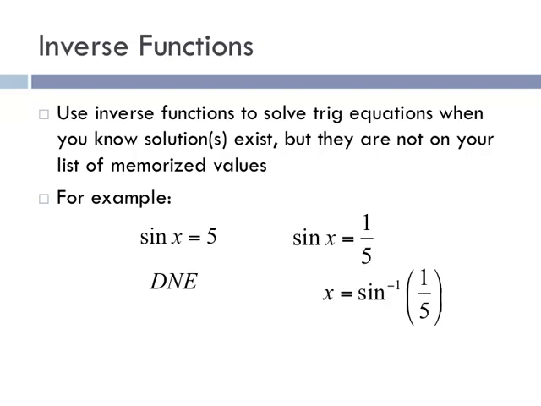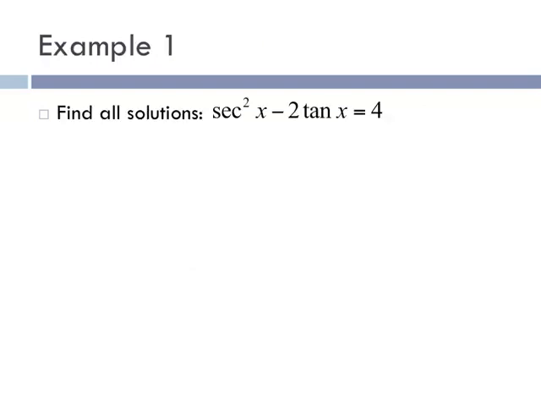Take a look at example 1. Secant squared of x minus 2 tangent of x is equal to 4. We have two different trig functions in there, secant and tangent, so we're going to want to make sure that we get everything just in terms of one of the trig functions. So in this case, secant squared, we can replace that using a Pythagorean identity, and that would become tangent squared of x plus 1. So if we replace that, we end up with this right here.